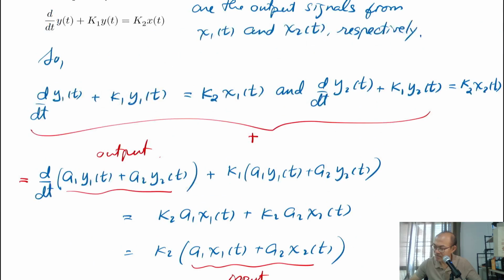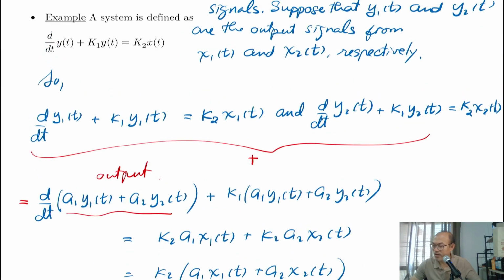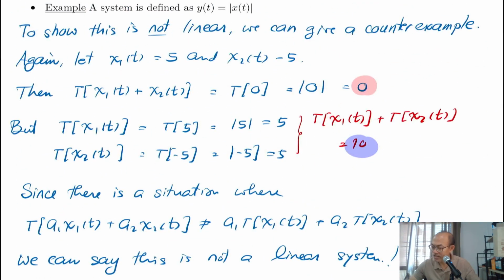I did not specify x1 and x2 to be anything. I'm just using x1 and x2 to show that the system is linear. I cannot plug in x1 and x2 as any particular signal to show linearity, because for a system to be linear, it has to satisfy any input signals. But to show that a system is not linear, I can plug in particular signals. If there is at least just one input for which the condition is not satisfied, then the system is not called linear anymore.